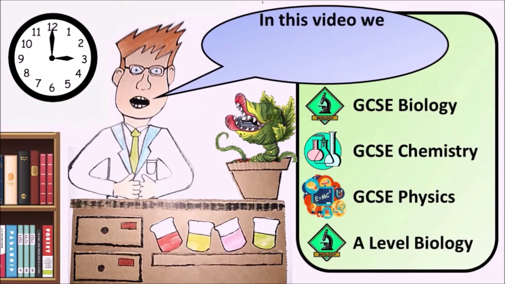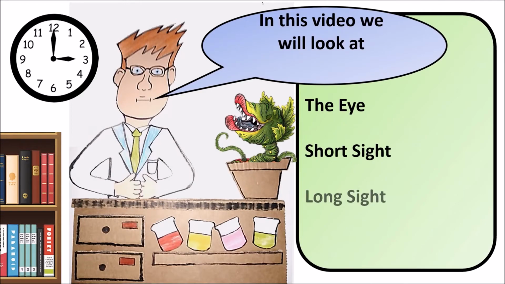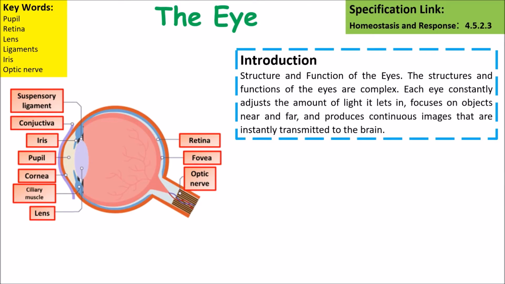In this video we will look at the eye, short sight and long sight. So the structure and function of the eyes enable us to see things from the world around. Each eye constantly adjusts its lenses depending on where you need to focus, whether you're focusing on something close to you or far away, and it also has a role in controlling the amount of light that enters the eye.